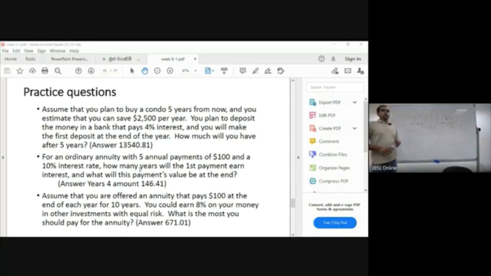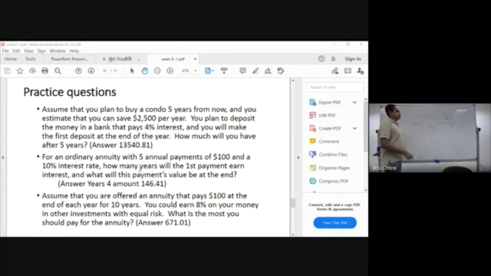Assume that you plan to buy a condo 5 years from now, and you estimate that you can save $2,500 every year. You plan to deposit the money in a bank that pays 4% interest, and you will make the first payment at the end of the year. How much will you have after 5 years? Right, so after 5 years, how much will you have means they're asking the future value.